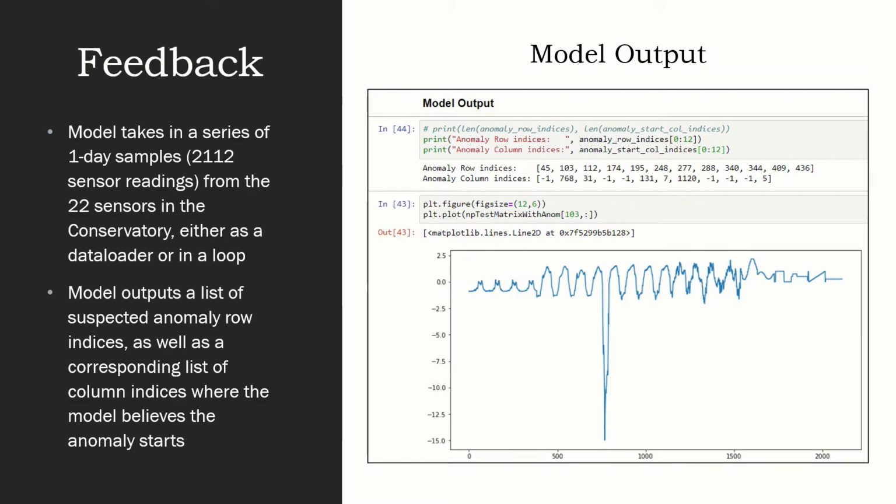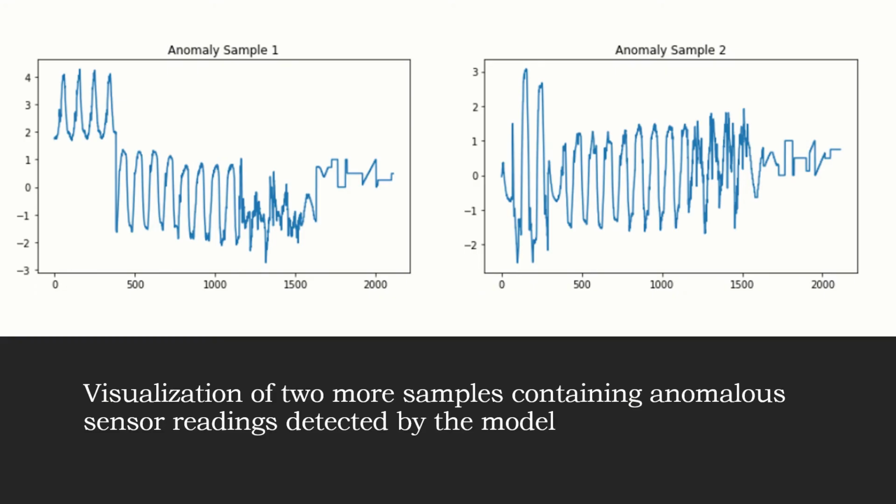The model returns a list of suspected anomalous sample indices, along with the corresponding list of indices within the samples of where the model suspects the anomaly starts. A value of -1 in the second list indicates that the model does not know where the anomaly starts.